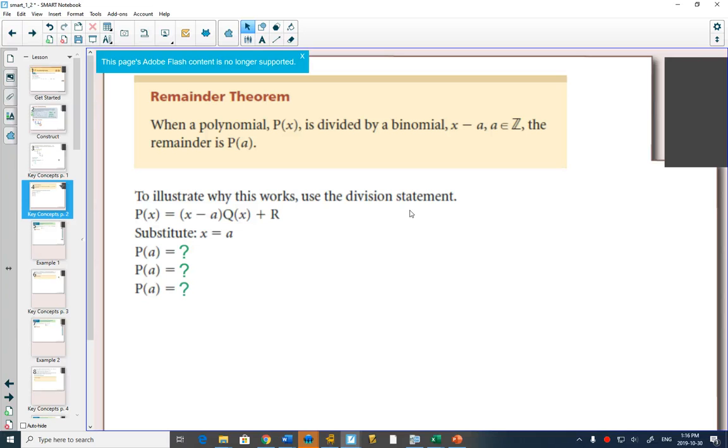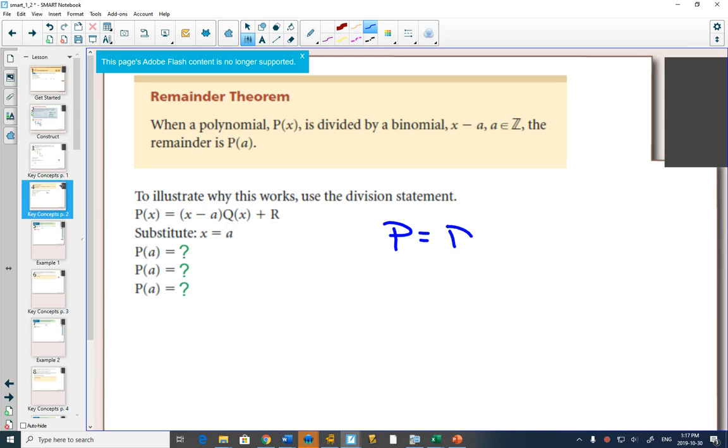So the remainder theorem says if you're dividing by a binomial, x minus a, whatever a could be, you can find the remainder by doing long division or synthetic division, or you can find the remainder just by plugging in a. And they give an explanation of why this works.